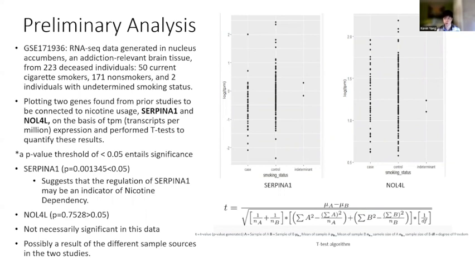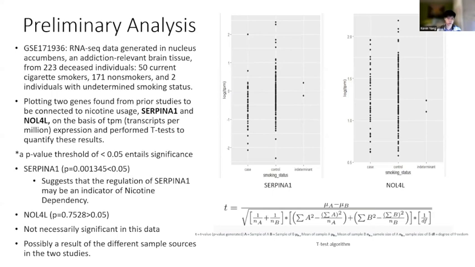So I first plotted these two genes I found from previous studies, SERPINA1, which I mentioned before, and NOL4L, which I had not previously mentioned, plotting these based on log TPM value and smoking status. TPM value means transcripts per million, which is kind of just a gene expression indicator.